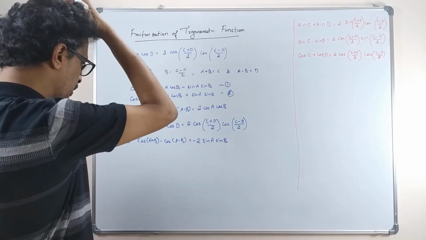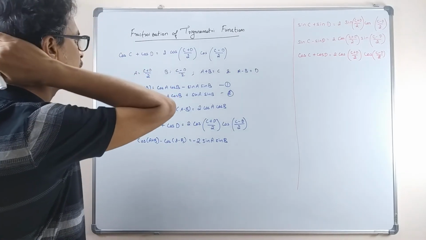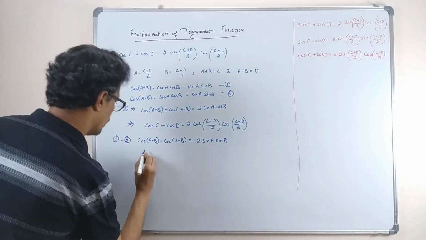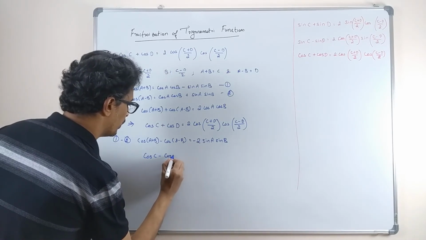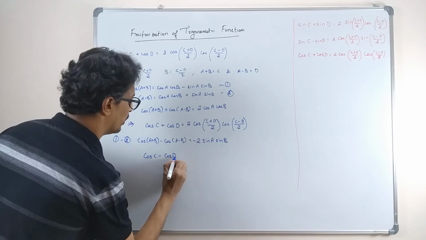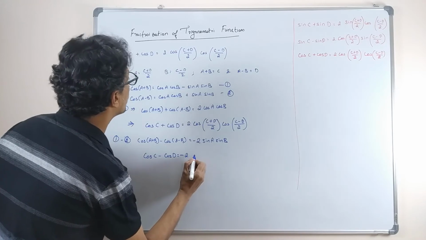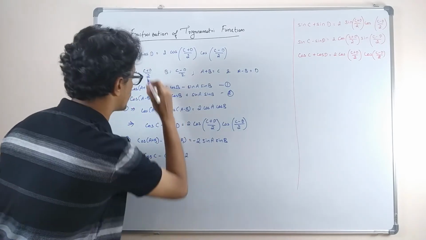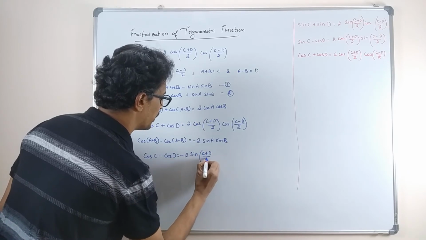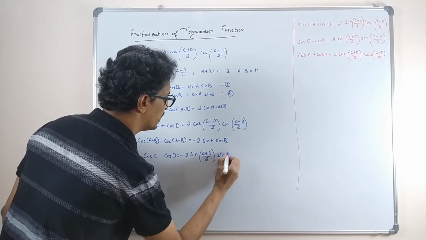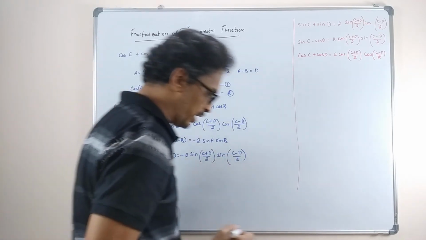Okay, and then what we will do? Just substitute. What is A plus B? That is C. So cos C minus cos D will be equal to minus 2 times sin((C plus D) by 2) and sin((C minus D) by 2). So remember this minus sign.